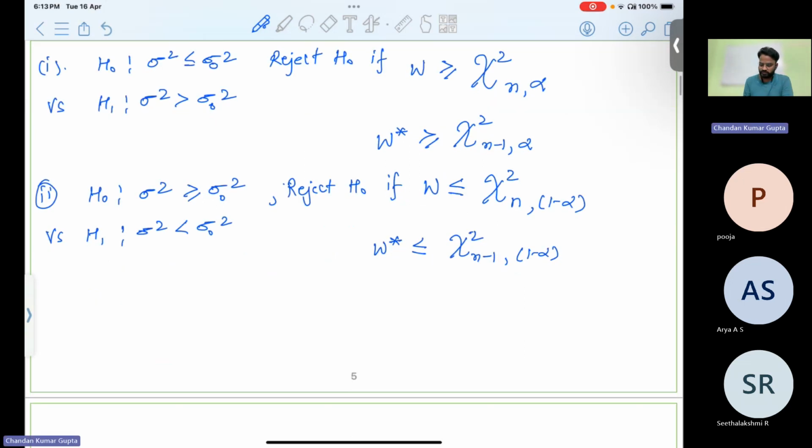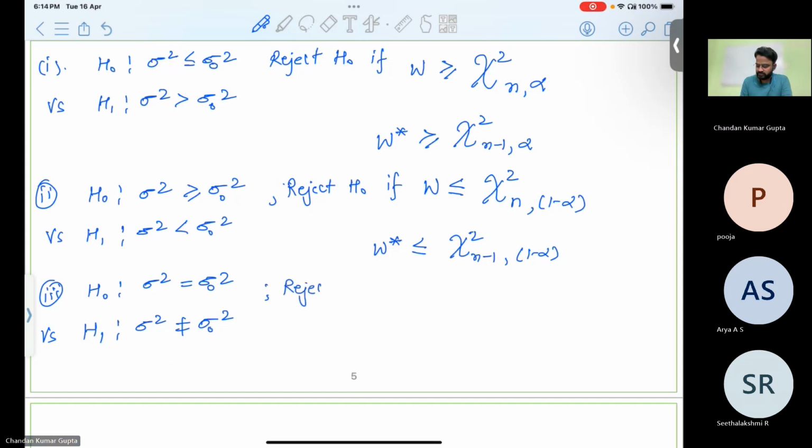The third possibility is the null hypothesis sigma square equal to sigma naught square, versus the alternative that sigma square is not equal to sigma naught square. Here again, the first two are single tail or one tailed, and the last one is two tailed. Also, the first and second are composite versus composite hypothesis testing, but the third one is simple versus composite hypothesis.